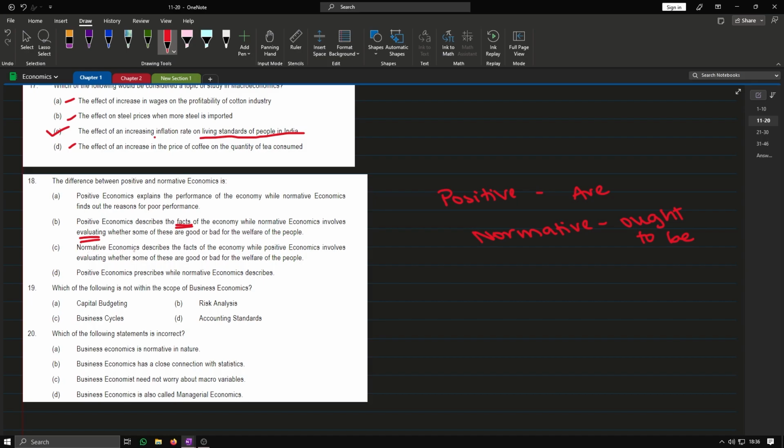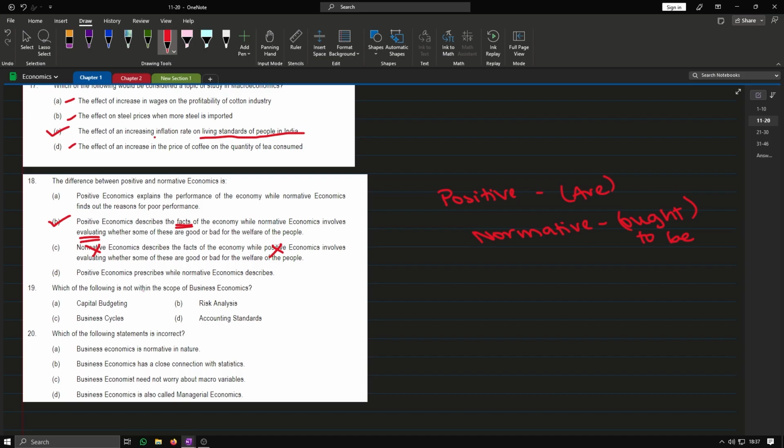Let's see option C. Normative economics describes facts of the economy, while positive economics involves evaluating whether some of these are good or bad. So here it's not true, right? Normative economics discusses good or bad, while positive economics describes facts. They have mixed up the words, so this is not the right option. Option D, positive economics prescribes, whereas normative economics describes. No, this is wrong. Normative economics prescribes and positive economics describes. Description means how things are, and prescription means how things ought to be. How the government should behave is one of the examples. So the answer is option B.